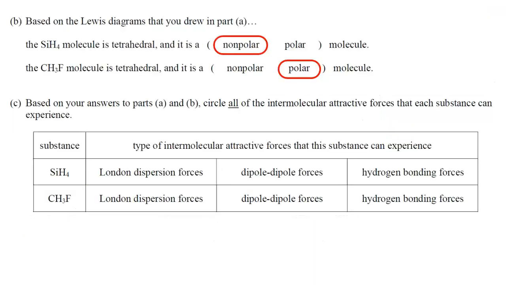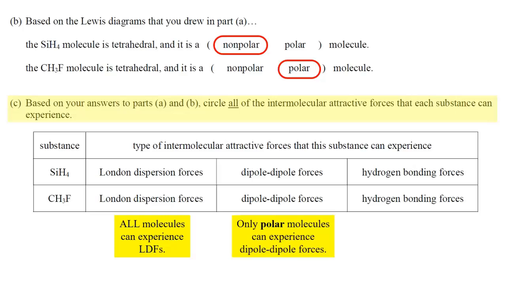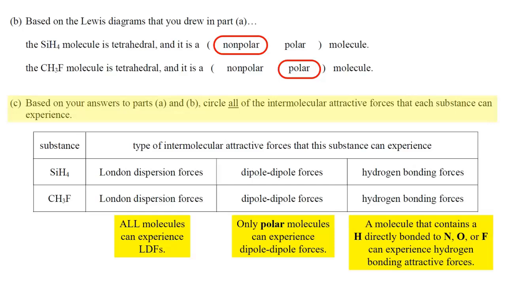All right, let's move on to part C of this question. Based on your answers to parts A and B, circle all of the intermolecular attractive forces that each substance can experience. London dispersion forces, all molecules can experience those. Dipole-dipole forces, only polar molecules can experience those. And then hydrogen bonding, you have to have a hydrogen in the molecule that is directly bonded to either nitrogen, oxygen, or fluorine. So SiH4 is nonpolar, CH3F is polar. They can both experience London dispersion forces.